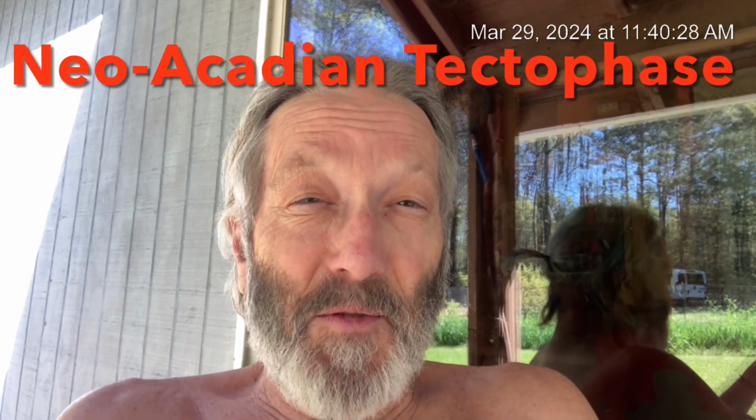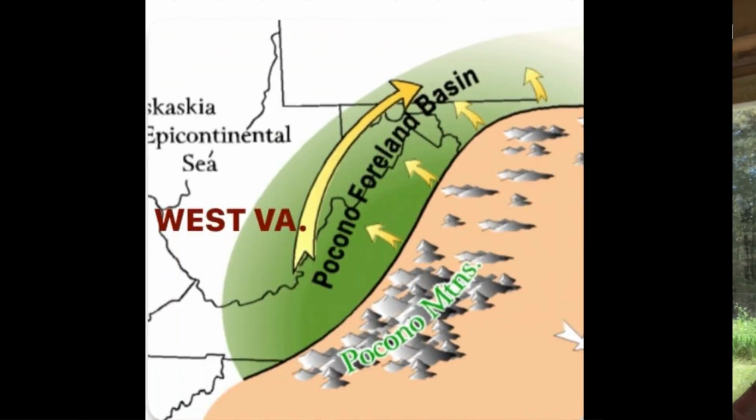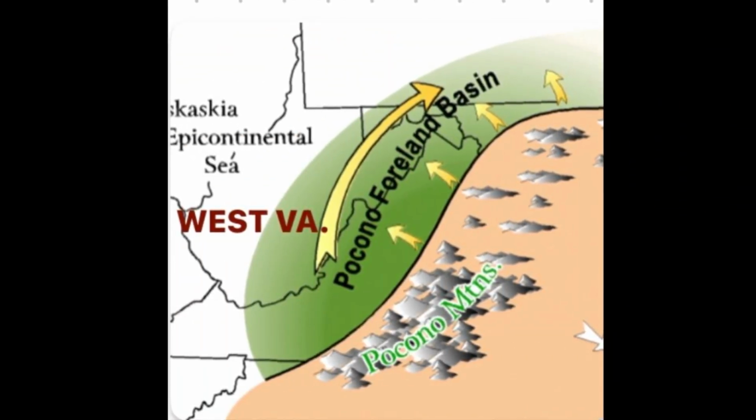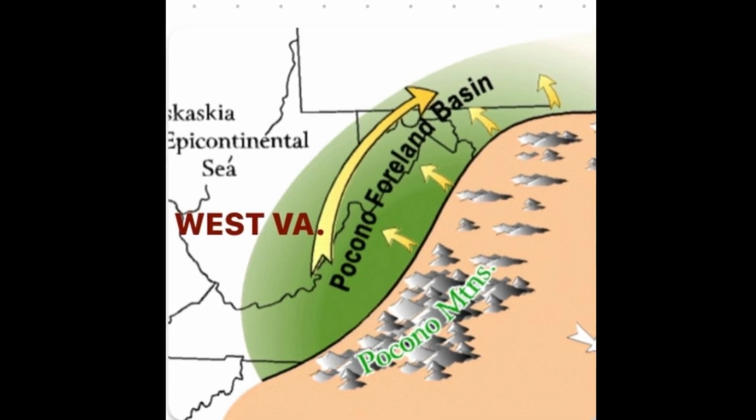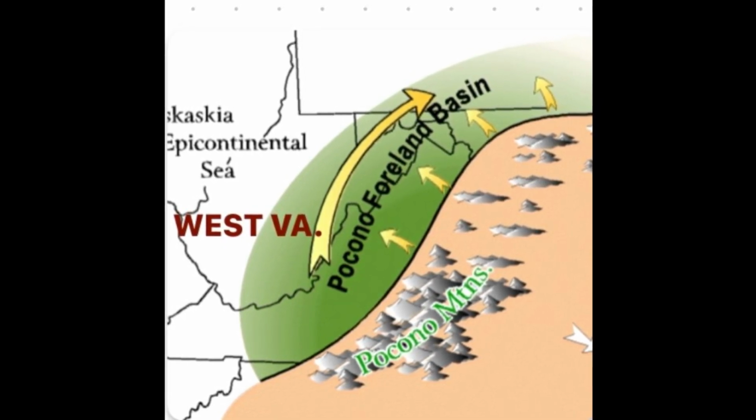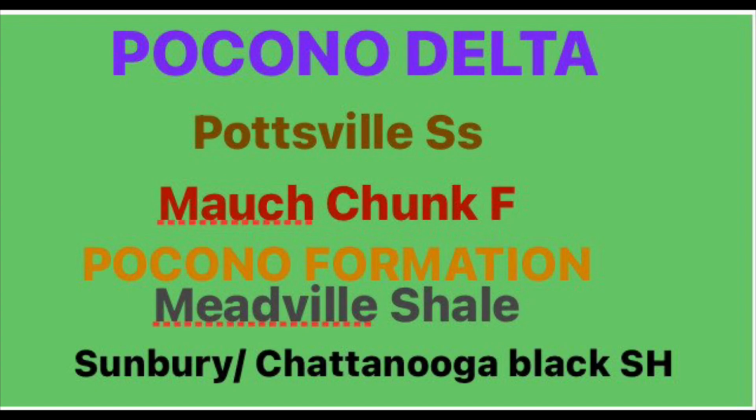After the Catskill Delta deposits were laid down, the Acadian microcontinent began to slide southwest, and in the process, it created the second major tectophase of the Acadian orogeny, which is called the Neo-Acadian tectophase. Let's have a look at that. As the Acadian microcontinent slid southwest, when it got to Virginia and West Virginia, it created the Pocono-Granger Delta. Here are some of the deposits associated with the Pocono Delta.